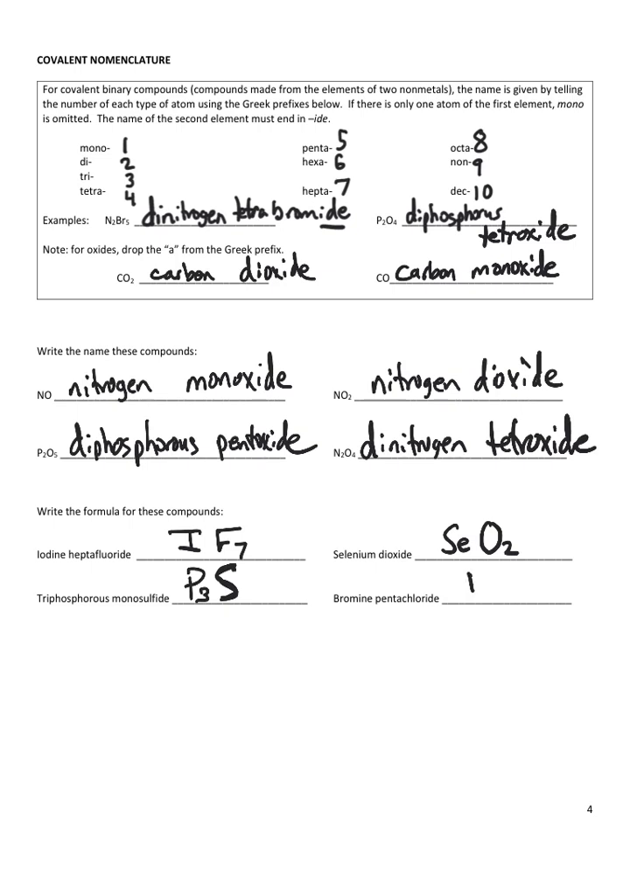Lastly, bromine pentachloride. We've only got one bromine, the mono is understood, and then for the chlorine, we've got 5 of those. So BrCl5. Covalent nomenclature is fairly straightforward. The hardest part is just remembering the prefixes, many of which you know. Hepta, octa, non for 9, and dec for 10. Those may be some that you're not quite so familiar with.